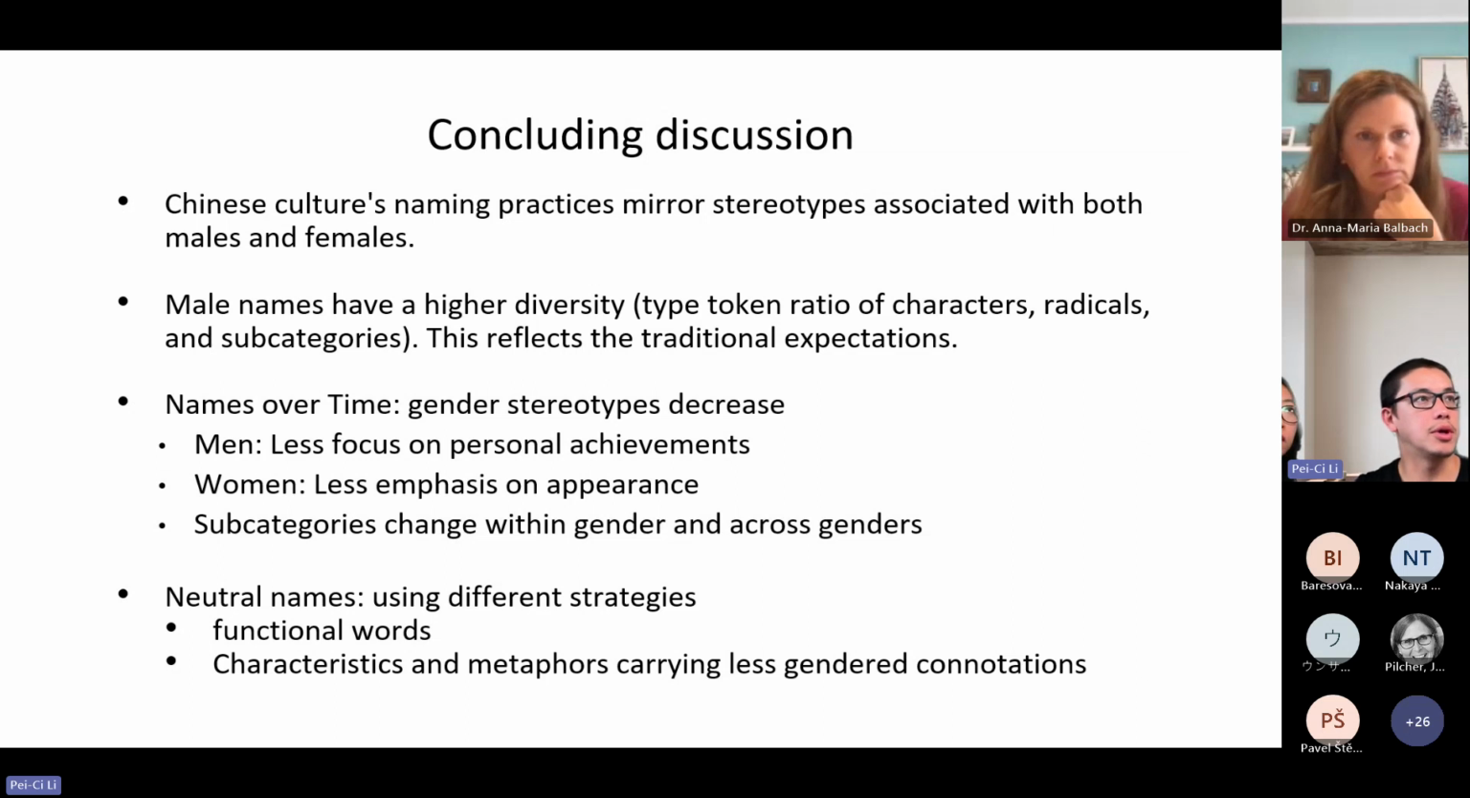To conclude, the naming practices mirror stereotypes. For example, male names have the higher diversity as well. This reflects the traditional expectations, but this does change over time. Across time, as we have seen, this is different. There is less focus on achievement for men, less emphasis on appearance for women, and new categories for neutral names that are used like function words or words that actually talk about equality. And that's about it. Thanks.